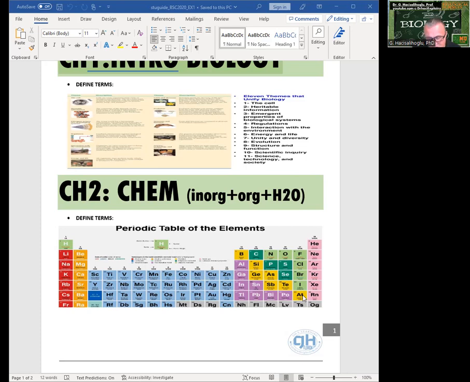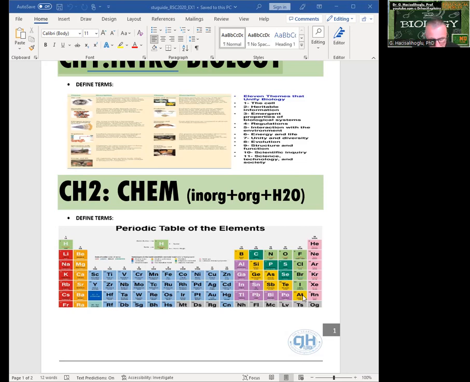Boron has 3, carbon has 4, nitrogen has 5, oxygen has 6, fluorine has 7, and helium has 8. So it goes on like that. You got the idea. What about rows? There are rows also. Each row shows basically how many shells the row has. Row 1 has just 1 shell, row 2 has 2 shells, row 3 has 3 shells, row 4 has 4 shells, and it goes on like that.